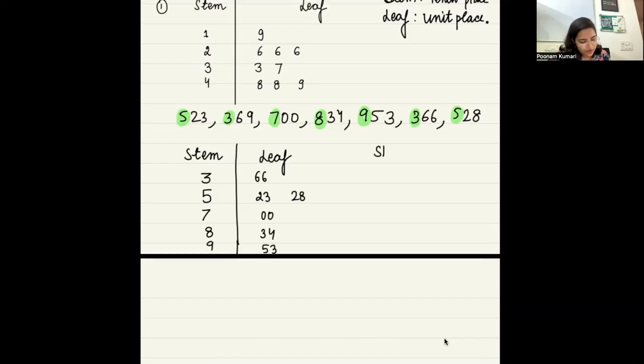So here, you just mention what is the stem and what is leaf. So what was your stem? Which digit you had? The 100th place digit. Yes. And then what were your leaves? 10th and unit place, right? So you can write it like this. All right. This is fine. Yes, ma'am. Okay. All right.